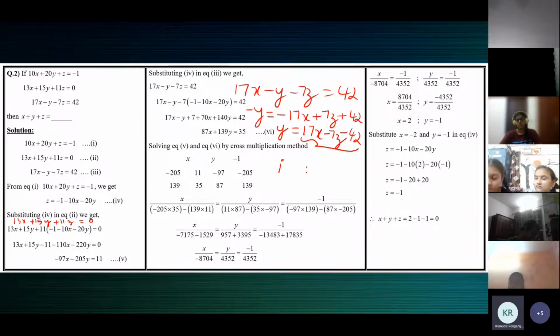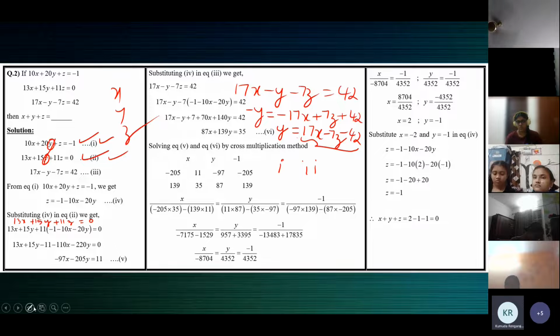So you should take up equation 1 and equation 2, because this one we got from 3. And in place of y, you must use 17x minus 7z minus 42. So then the variable y will be gone and you will have two new equations in x and z. You can solve those two equations for x and z and then substitute to find the value of y. So once you get x, y and z, you can find x plus y plus z.